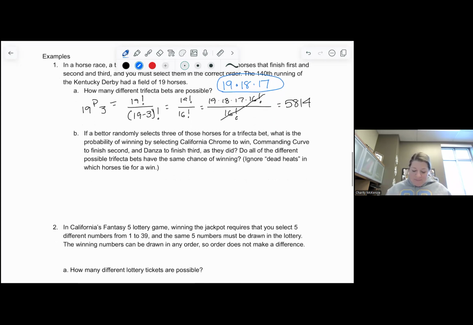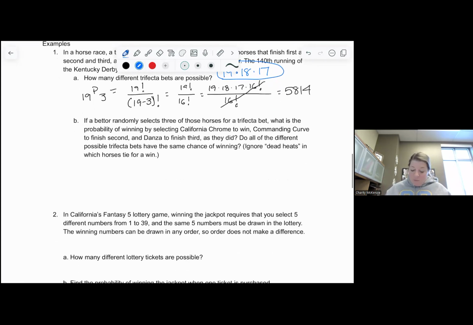So part B, a better, meaning someone who's betting, randomly selects 3 of the horses for the trifecta. What is the probability of winning if we ignore dead heats, which is when horses tie? So what's the probability of winning? It's just going to be one chance out of 5,814. Okay, which is super small, 0.000172. So what's the probability of winning a trifecta at the Kentucky Derby? Very minimal, which means if you win it, you win a lot of money.